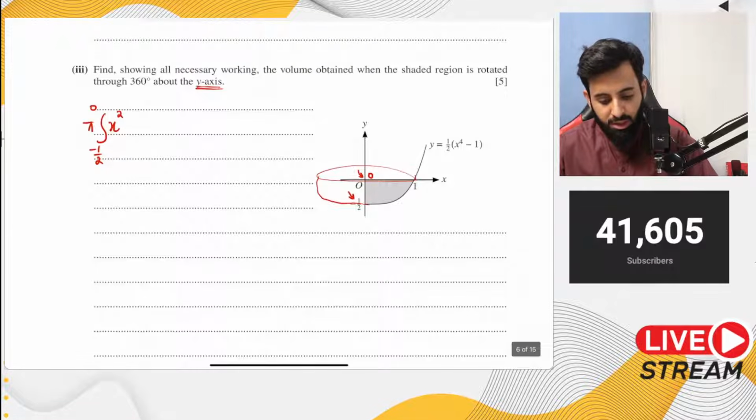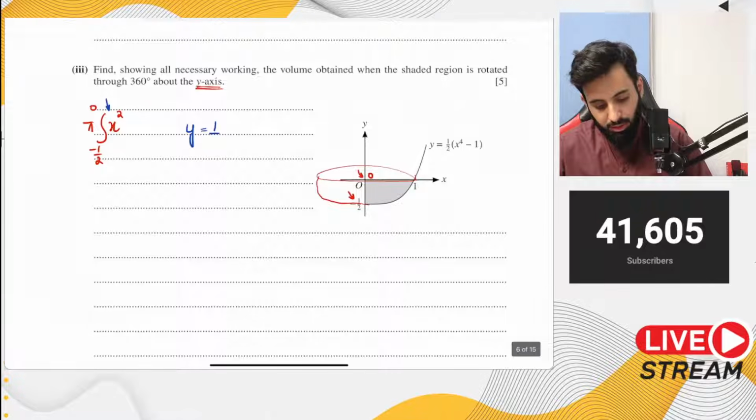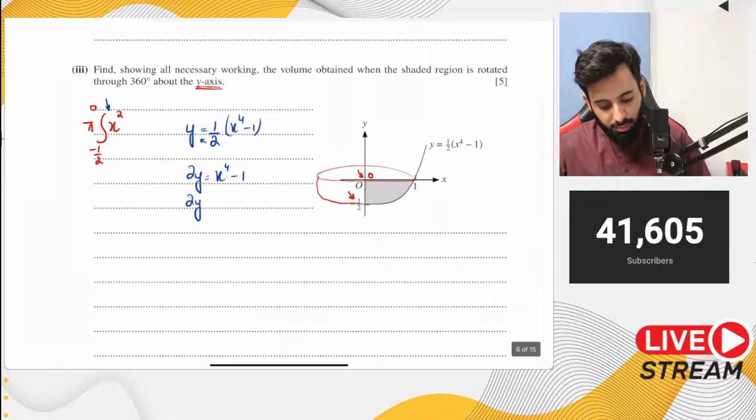Now immediately we have a new objective. The new objective is to somehow get our hands on x squared. So let's rewrite the equation of the curve. The equation of the curve is y equals 1 upon 2 times (x to the power 4 minus 1). Cross multiply: 2y equals x to the power 4 minus 1. Make x to the power 4 the subject. So 2y plus 1 equals x to the power 4.